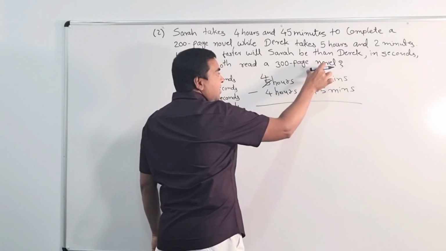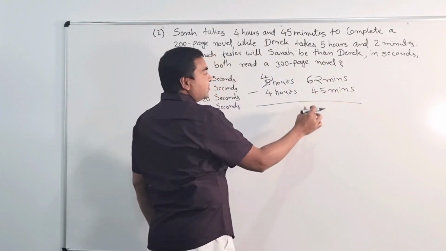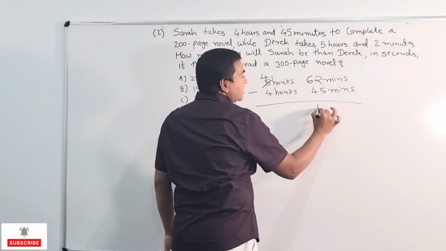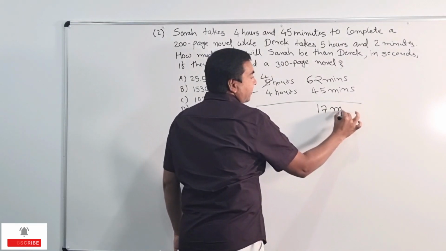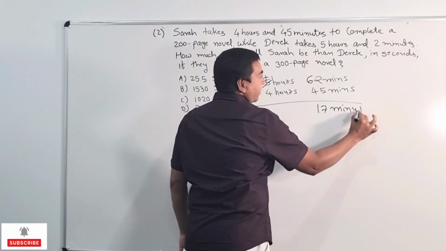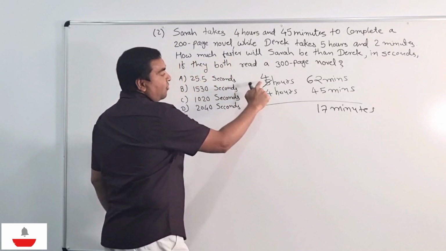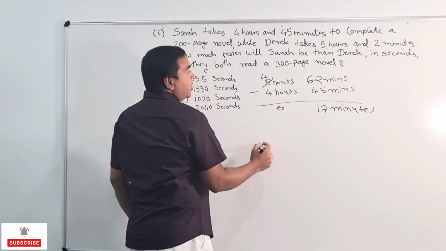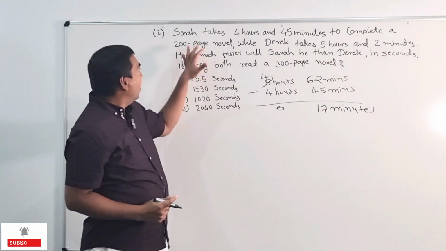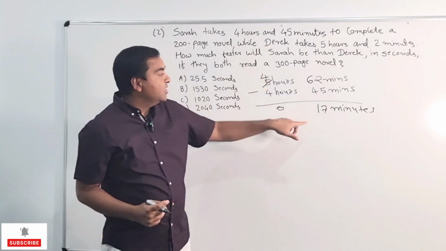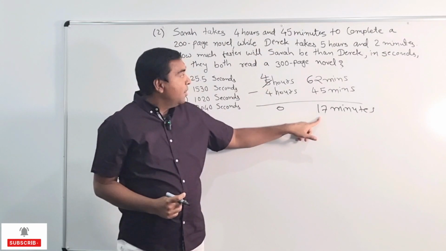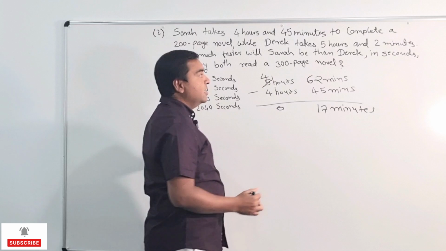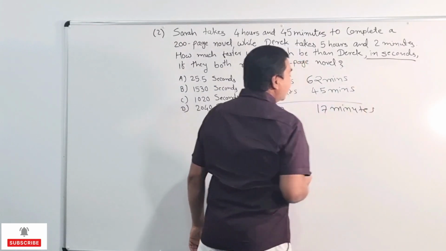If it is 60, then 60 minus 45 is 15, 2 more, so that will be 17 minutes. And here we can say 4 minus 4, that's 0. So the difference between Sarah's speed and Derek's speed is 17 minutes. But they want it in seconds, guys. They did mention here they want the answer in seconds.